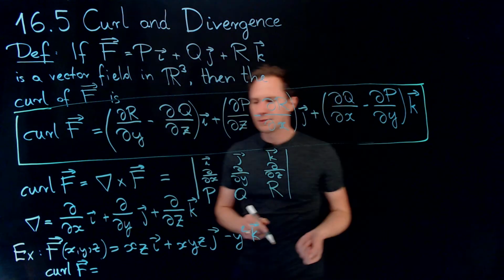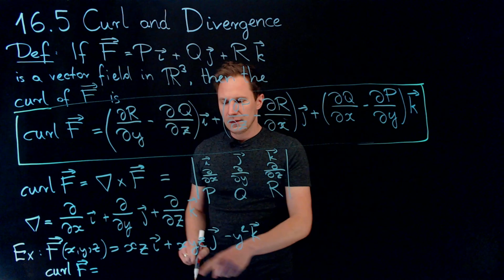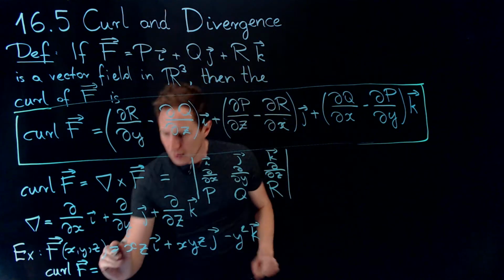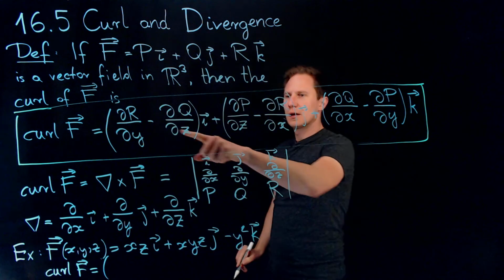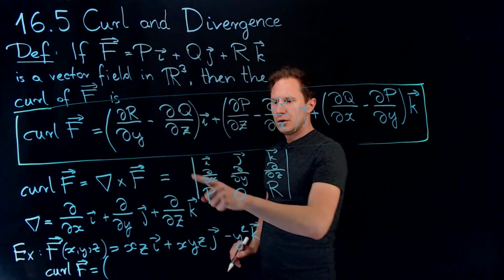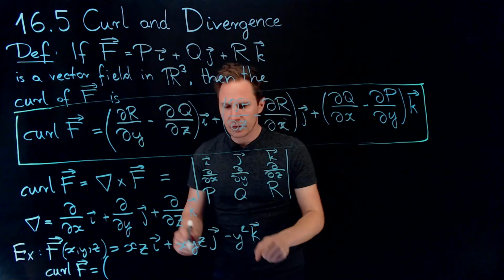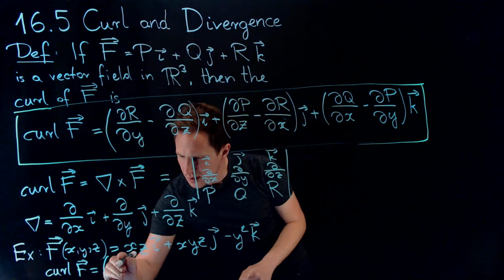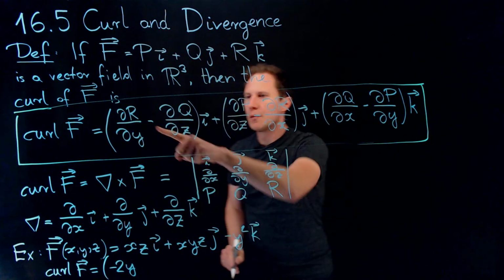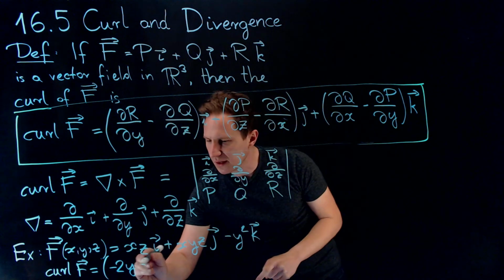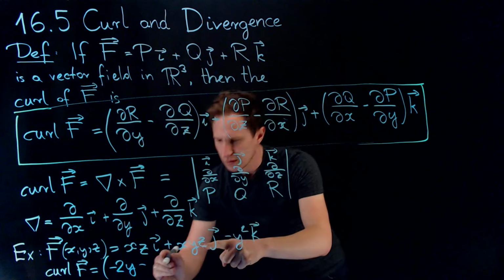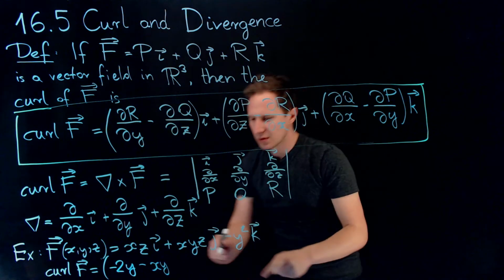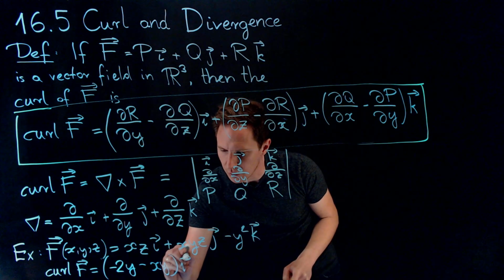Okay, I hope you paused it. So if you take these components and plug them into that formula, you will obtain for the first component of the curl, you have to take the partial derivative of minus y squared with respect to y, so that's minus 2y, minus the partial derivative of the second component with respect to z, so that's xy, if you differentiate that with respect to z. So that's the first component of the curl.